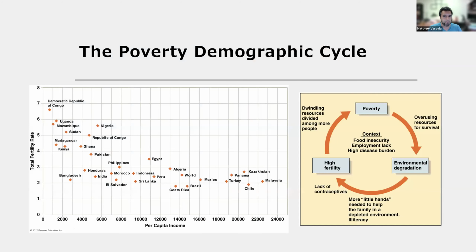So there's a trend that's seen in world populations in terms of the total fertility rate, which influences the population growth rate, and the per capita income of a country. So you can see on this graph on the lower left that countries which have a low per capita income, so a higher poverty index, also tend to have higher total fertility rates. As you can see, the Democratic Republic of Congo, Uganda, Mozambique, Sudan, Madagascar, all having per capita incomes of less than 3,000 and total fertility rates above 4.